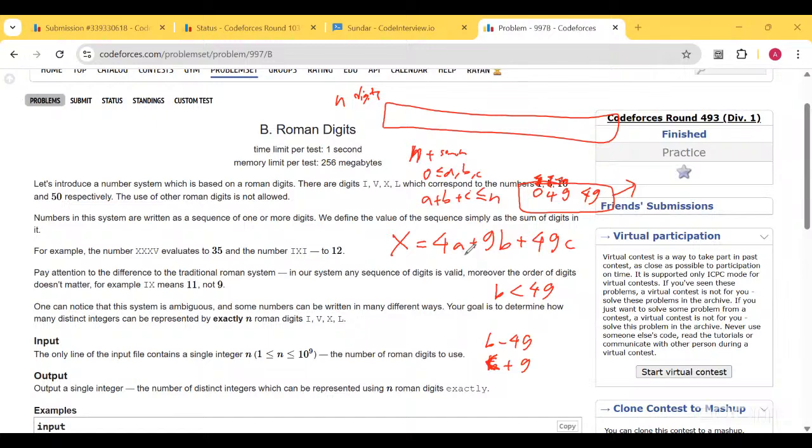And also a should not exceed 9, because if it is greater than or equal to 9, we can reduce a by 9 and increase b by 4. It will be more efficient, right?